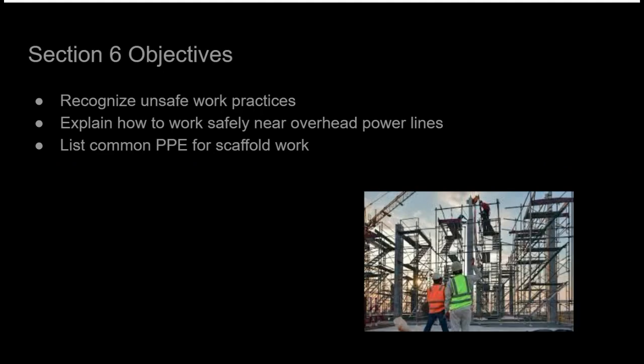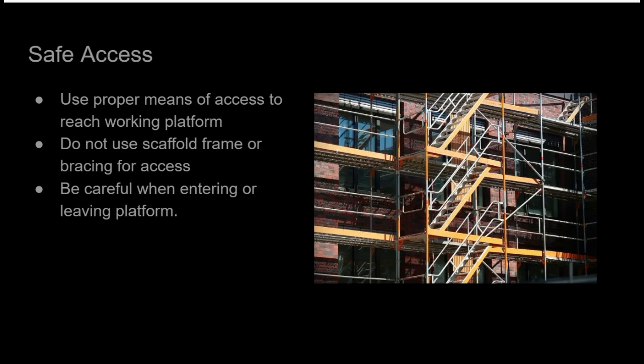By the end of this section, you will be able to recognize unsafe work practices, explain how to work safely near overhead power lines, and list types of personal protective equipment for work on scaffolds. Workers must use a proper means of access, such as stair towers, ladders, or ramps to reach the working platform. Do not use the scaffold frame or bracing to access a work area.